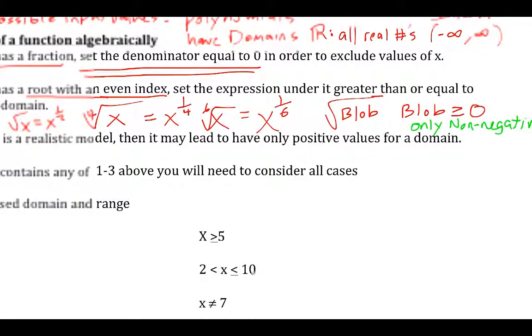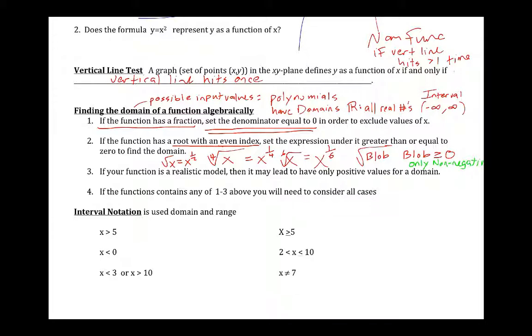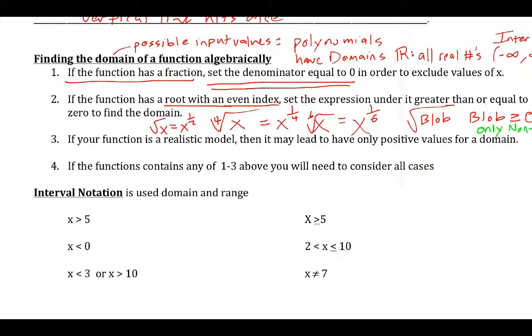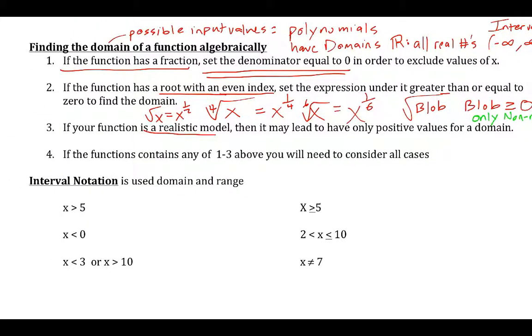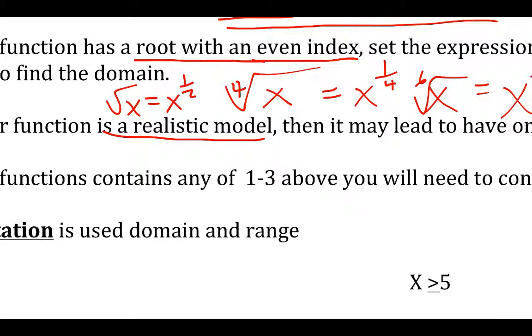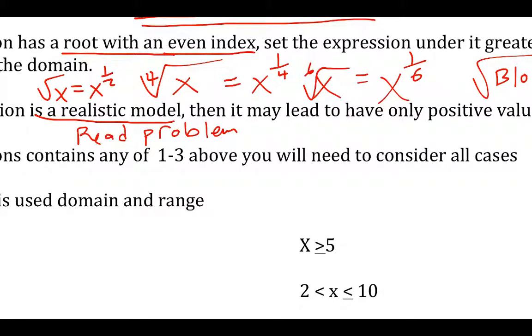We'll take care of this all in examples, but going back to the beginning: if your function is a realistic model, then it may leave only positive values for the domain. That means there's a context, so read the problem. Domain is the things you can input. If I do a model for testing performance, which is such a boring topic, but we see it all the time. All the Iowa schools have been graded recently. Testing performance graphs all over the place.